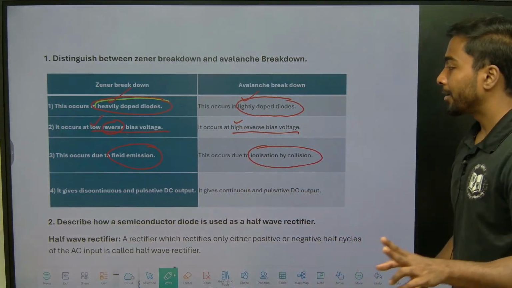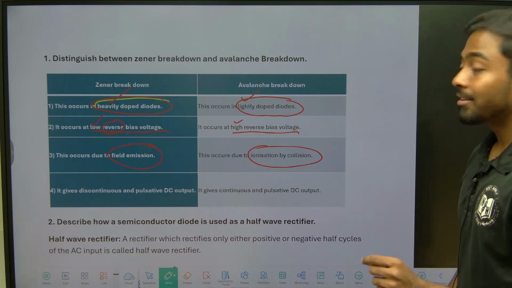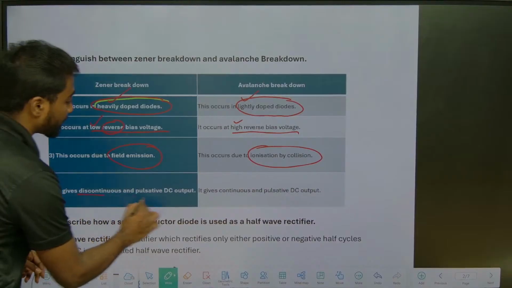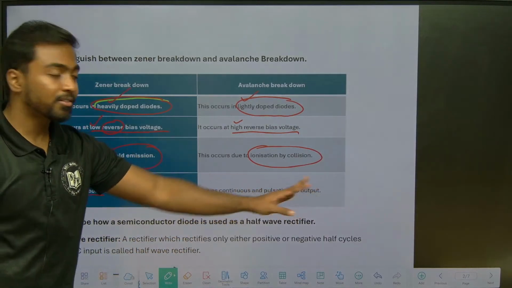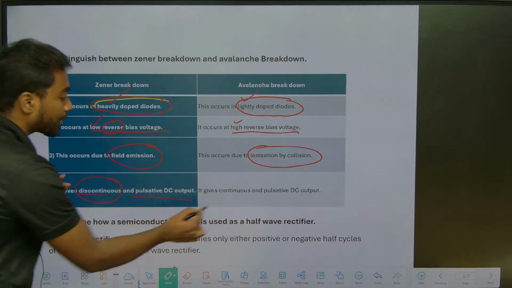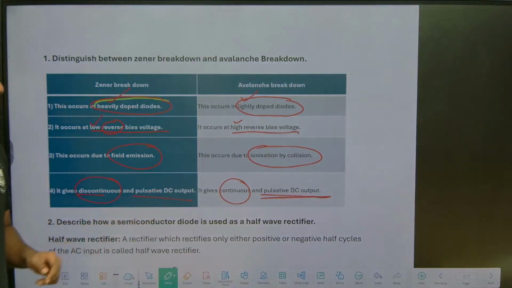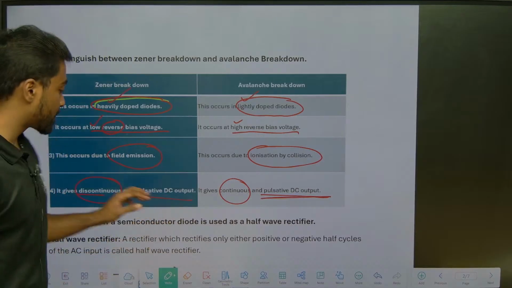And the fourth point: it gives discontinuous and pulsative DC output, whereas the other gives continuous and pulsative DC output. Here discontinuous, here continuous. So both are pulsative DC outputs. So this is the difference between these two breakdowns. You can take a note of this and we can go for the next question.